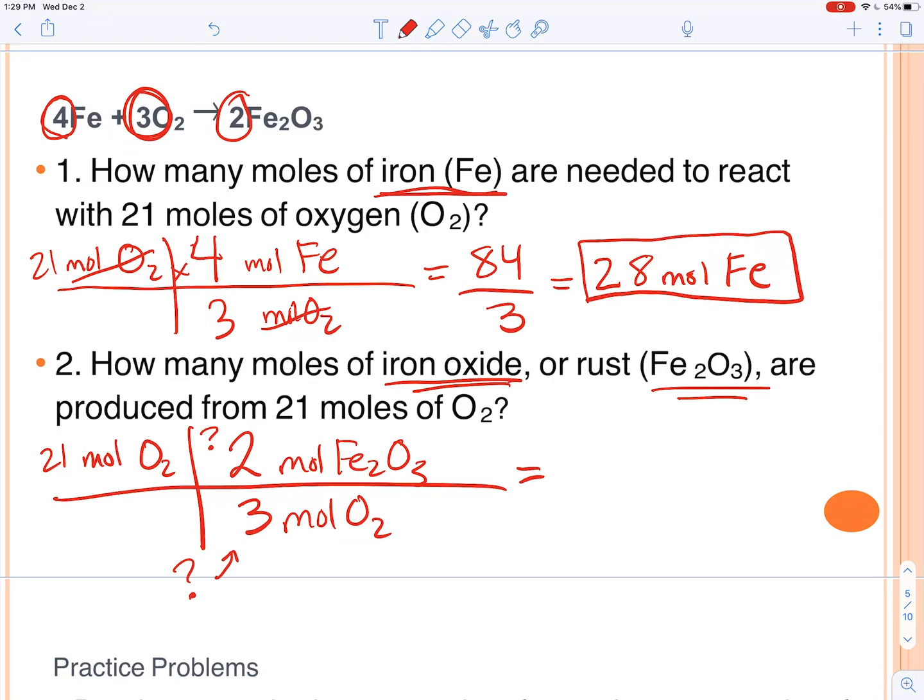Next, we just want to solve this mathematically. How about you try this one out? What do you think the final answer is going to be here? Multiply across and then divide by the bottom number.